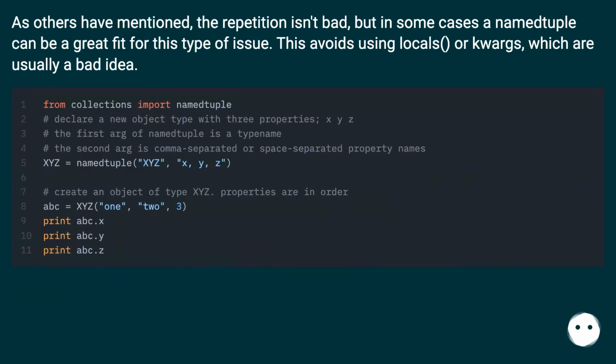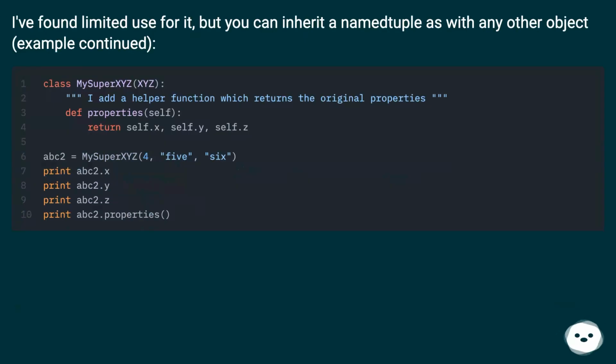As others have mentioned, the repetition isn't bad, but in some cases a named tuple can be a great fit for this type of issue. This avoids using locals, or kwargs, which are usually a bad idea. I've found limited use for it, but you can inherit a named tuple as with any other object. Example continued.